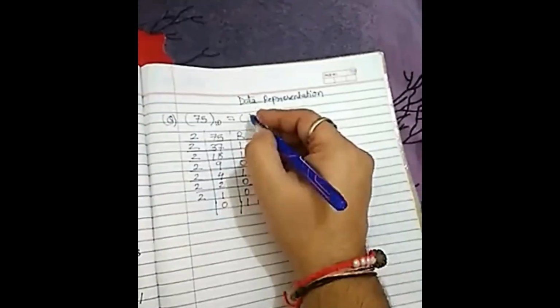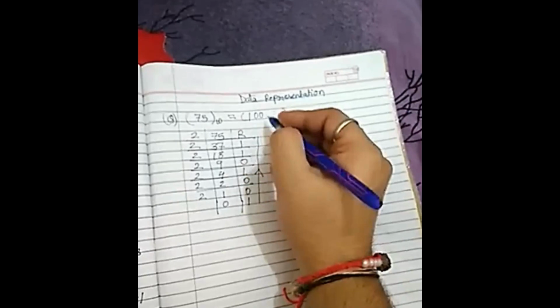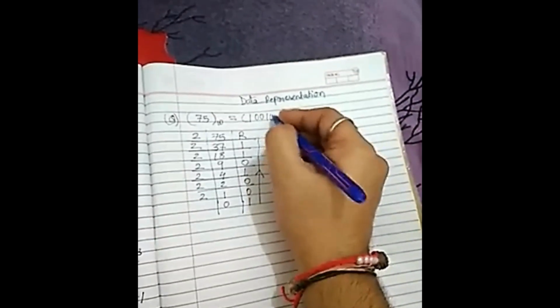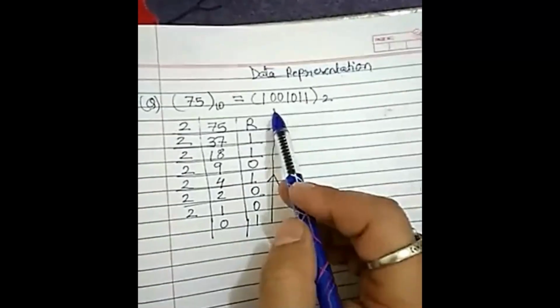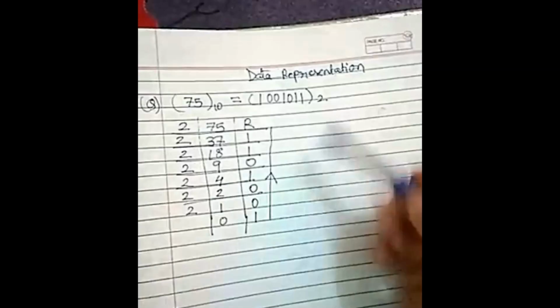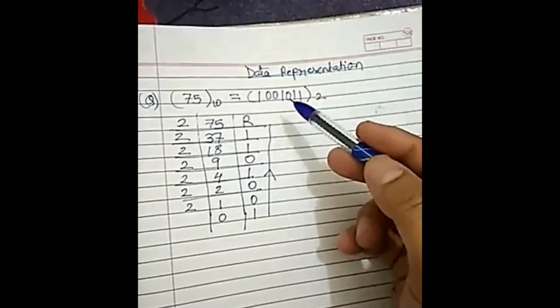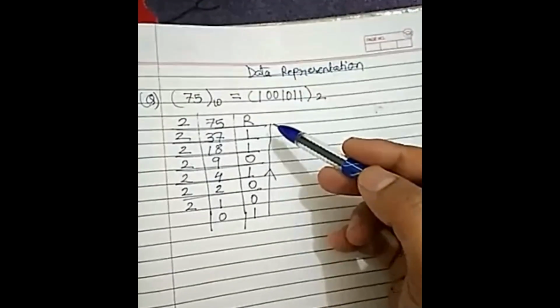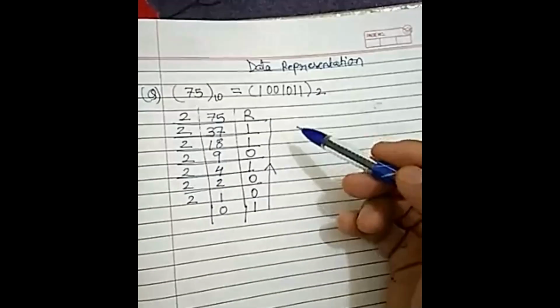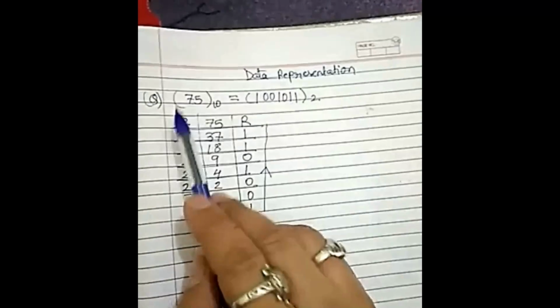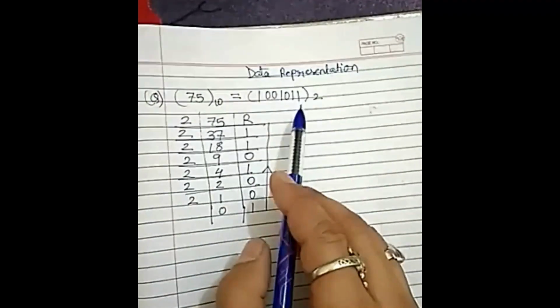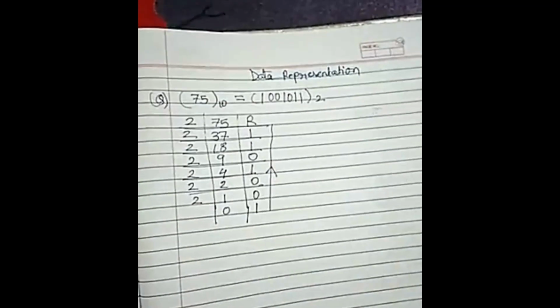Now we will get 1 0 0 1 0 1 1. So this is the binary representation of the number 75. We have written all the remainders from bottom to top. I hope you have understood this conversion of a decimal number into the binary number system.